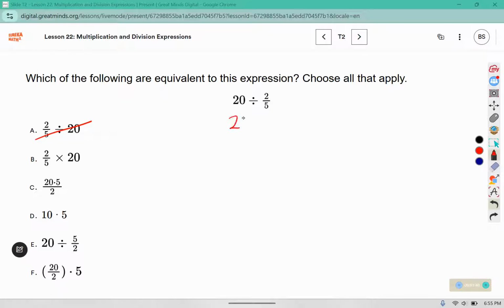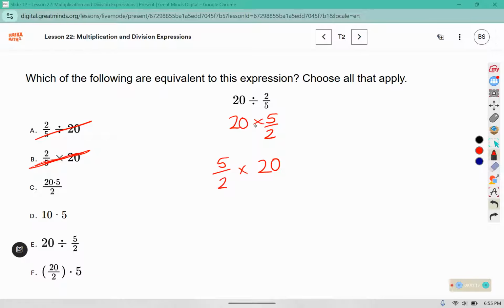We know we can change this to 20 times 5 over 2 using that leave, change. Multiplication is commutative, so we can put the 5 over 2 in front and the 20 in the back. Just like if we had 2 times 10, that's the same as 10 times 2. So multiplication can change the order, but division we cannot. However, in B, I'm supposed to have 5 over 2, but they have 2 over 5, so that is not equivalent.